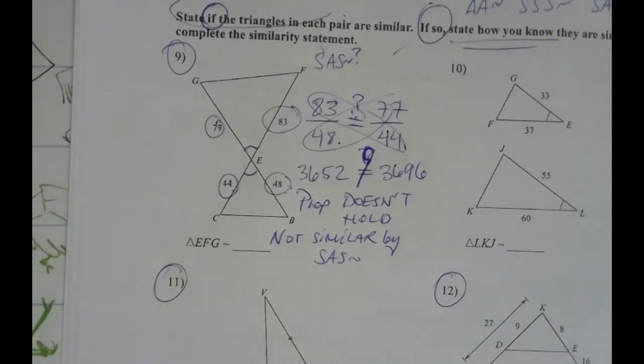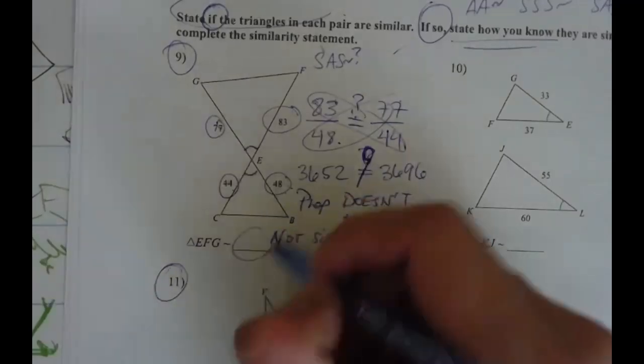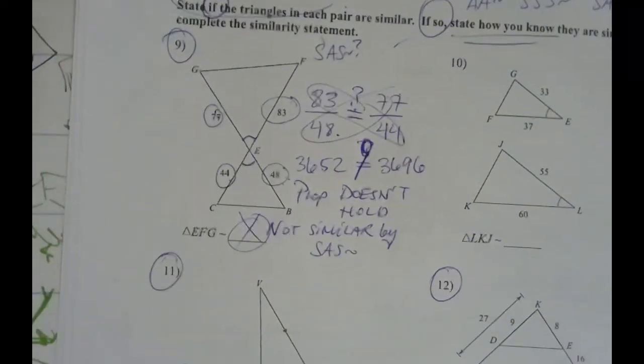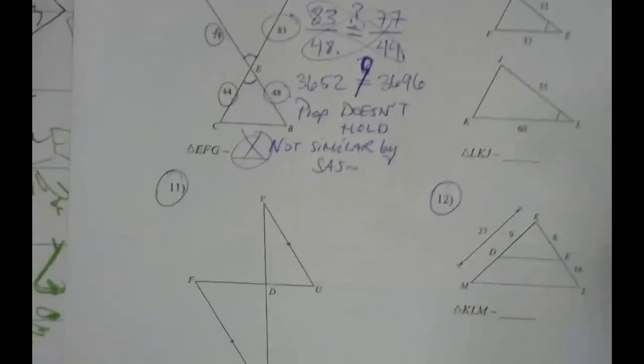Now, it could happen that the triangles were similar, in which case you would write the similarity statement and finish it. But they weren't in this case, so I'm not going to finish it. Now, down to number 11. I'm going to skip 10, leave it for you guys, and try number 11.